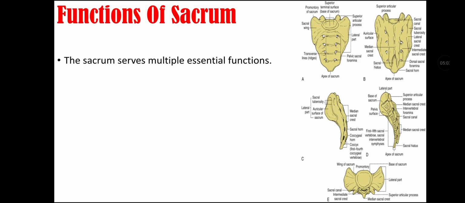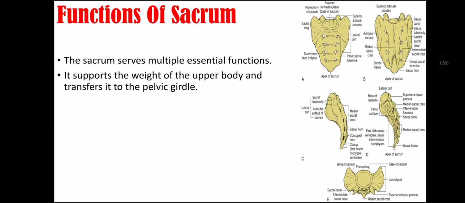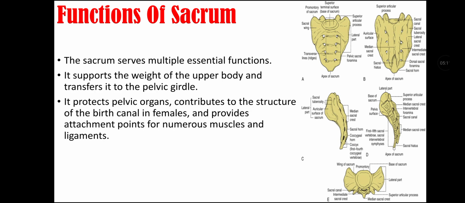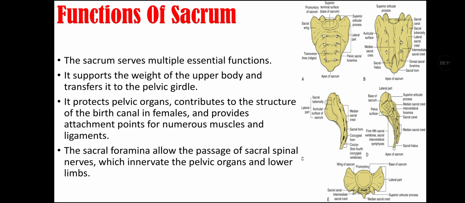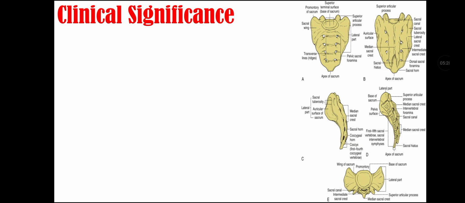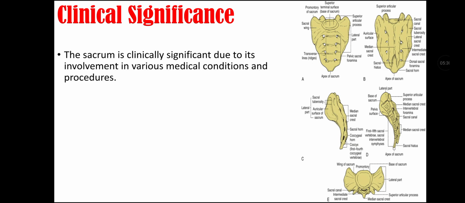Functions of sacrum. Sacrum serves multiple essential functions. First, it supports the weight of the upper body and transfers it to the pelvic girdle. Second, it protects pelvic organs, contributes to the structure of the birth canal in females, and provides attachment points for numerous muscles and ligaments. Third, sacral foramina allow the passage of sacral spinal nerves, which innervate the pelvic organs and lower limbs.